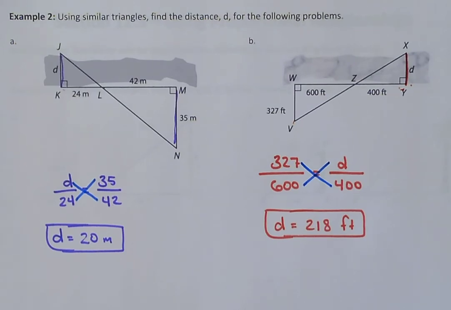I'm just not writing it all out to save us time, typing it into the calculator, multiplying, dividing, and giving you your answer. If you'd like to practice that cross multiplying, making sure you can calculate it correctly to get 20 meters and then 218, by all means go ahead and get that practice. With that said, that is how you do example 2 for using similar triangles to find the distance d for different situations.